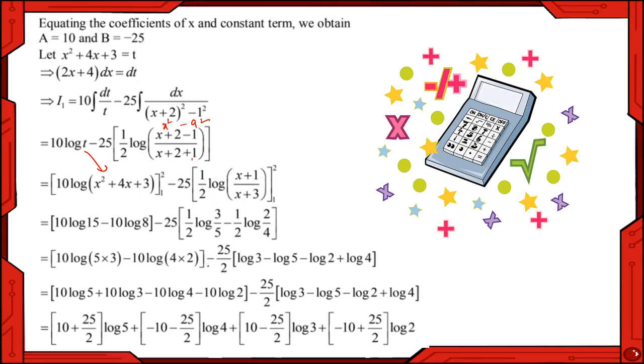Now apply these limits and find out. Here a little bit of algebra we have to apply for solving it, students. 15 we can write as 5 into 3, 8 we can write as 4 into 2, right? And here we are applying the formula of log m by n, which is log m minus log n, right? And we'll split all these terms. Log mn is log m plus log n. Then we'll combine the terms of log 5 from here, then log 4, then log 3, and then log 2.